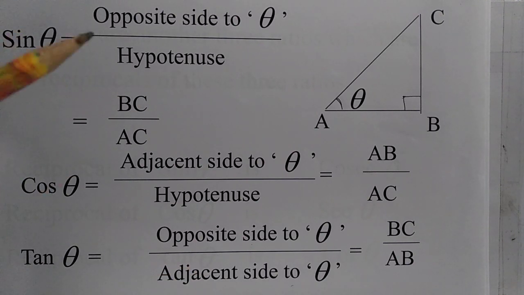Sin theta equal to opposite side to theta by hypotenuse. Cos theta, adjacent side to theta by hypotenuse. Tan theta, opposite side to theta by adjacent side to theta. These three are called primary trigonometric ratios. Note down these.